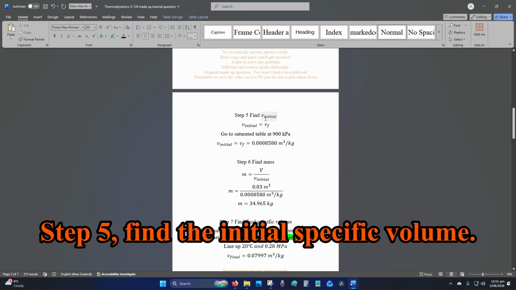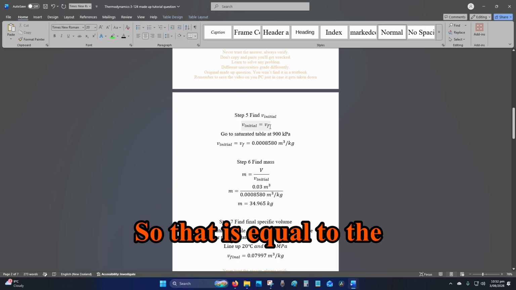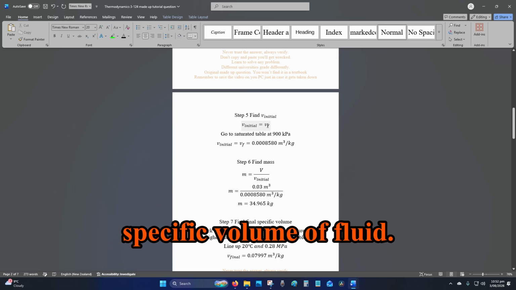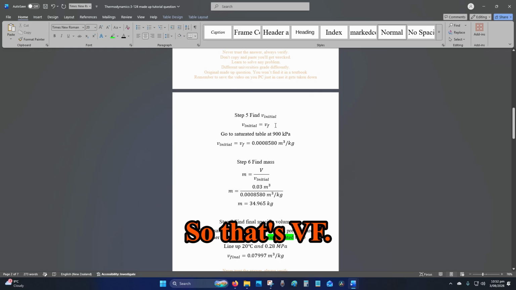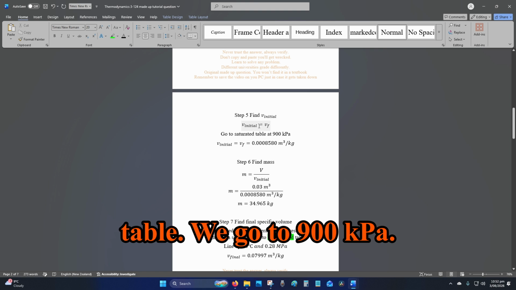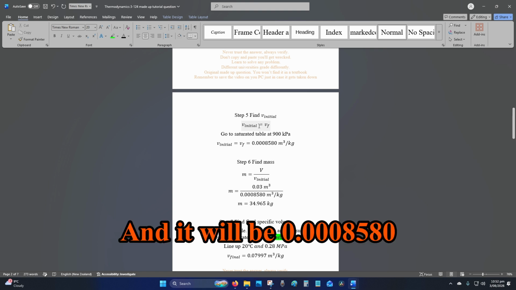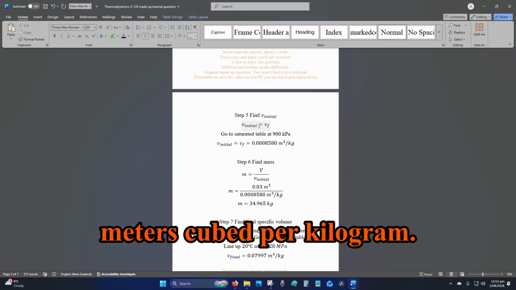Step 5, find the initial specific volume. So that is equal to the specific volume of fluid, so that's VF. We go to the saturated table. We go to 900 kPa. And it will be 0.0008580 meters cubed per kilogram.